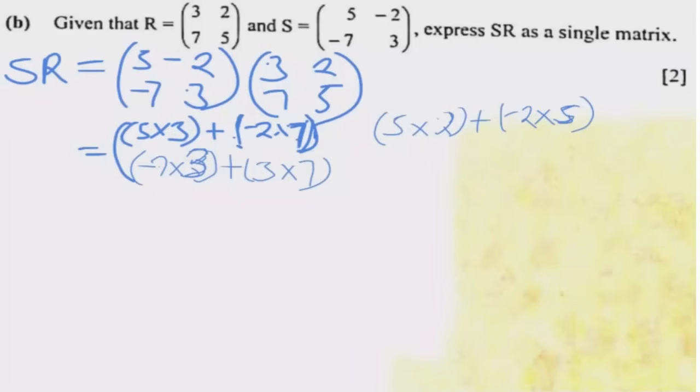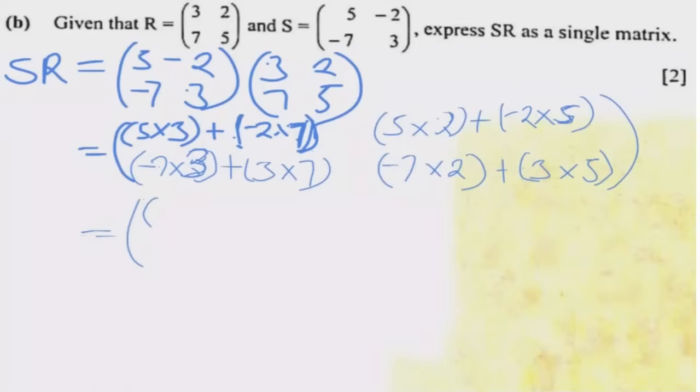3 times 7. Then again we multiply the same row of matrix S by the second column. So we have negative 7 times 2 plus 3 times 5, close bracket. Now after we have done that, the next thing we're going to do is evaluate what we have come up with. So we'll do the actual multiplying. There we were just writing the expression.